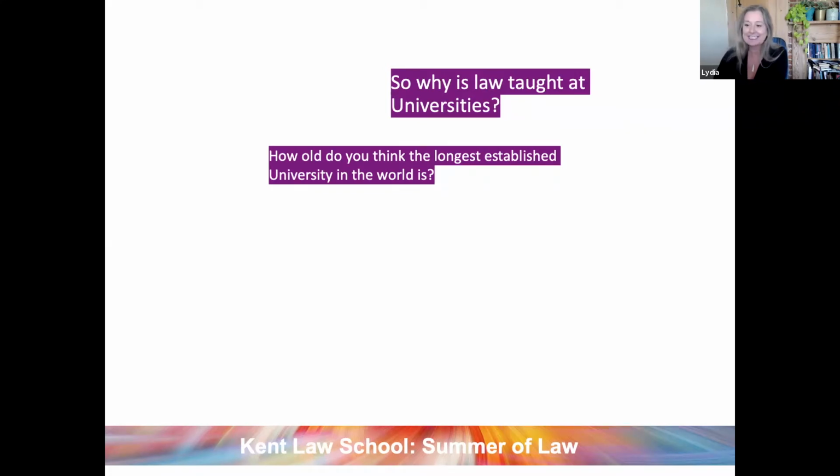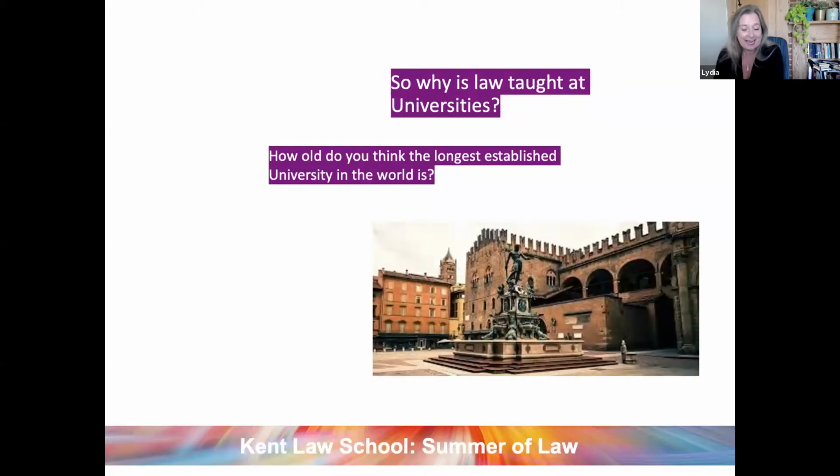Somebody here has said 900 years old, and that's a pretty good guess because the oldest university is the University of Bologna in Italy, which is 932 years old. And law has been taught in universities for a very long time because law is foundational to the creation of modern societies.